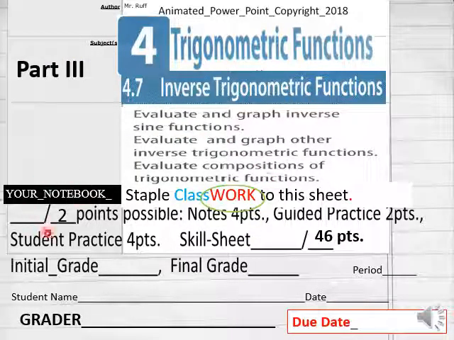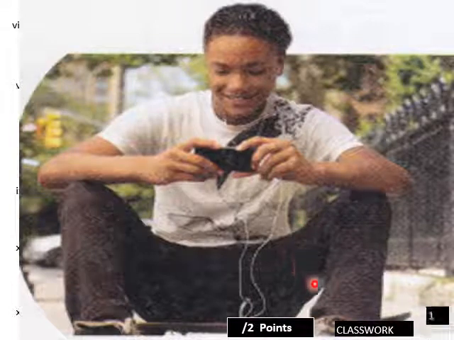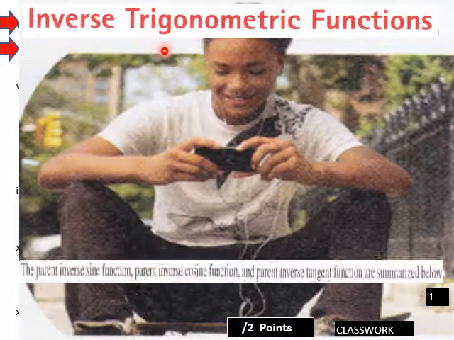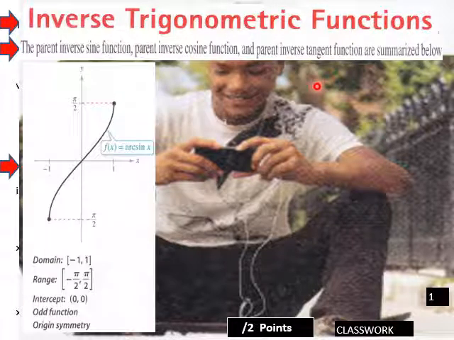4.7 part 3, we have 2 points here in your notebook and 46 points goes on your sheet. Today's page 1 for part 3: inverse trigonometric functions. The parent inverse sine function, parent inverse cosine function, and parent inverse tangent function are summarized below.